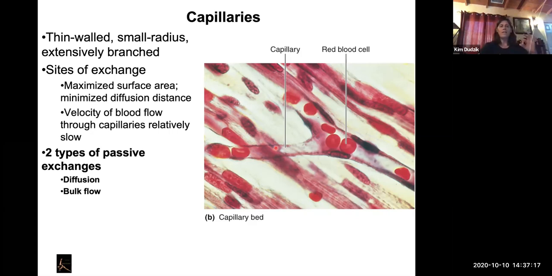And they have to be thin like that because they are the sites of exchange. A really thin cell membrane is how oxygen diffuses out of the red blood cell across the cell membrane of the capillary itself into the interstitial fluid. And then vice versa with CO2. The same with nutrient molecules, glucose and things like that. So it really minimizes the diffusion distance is what we're talking about.